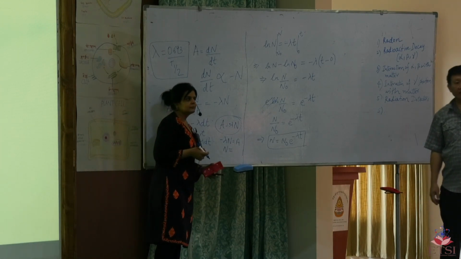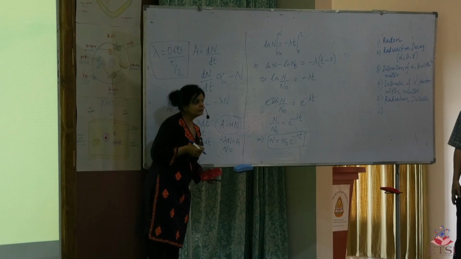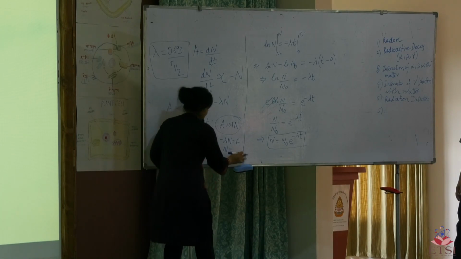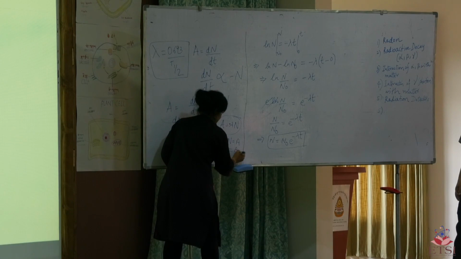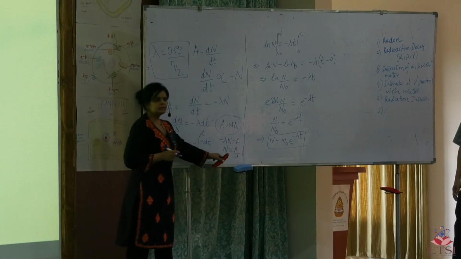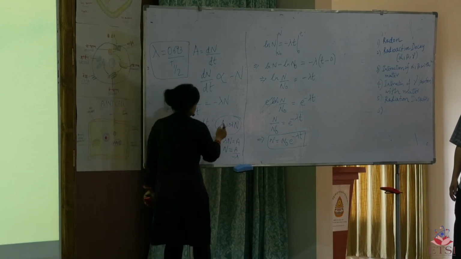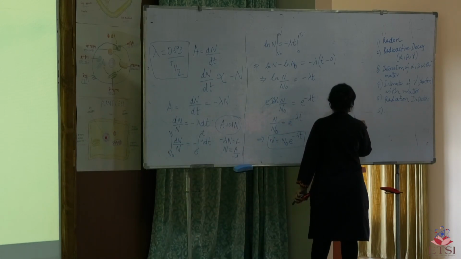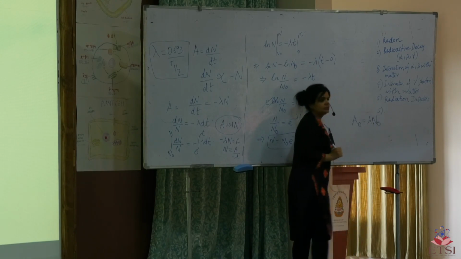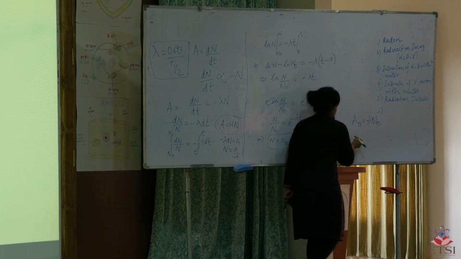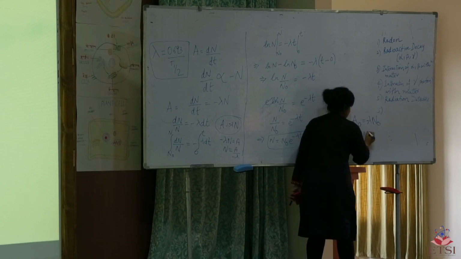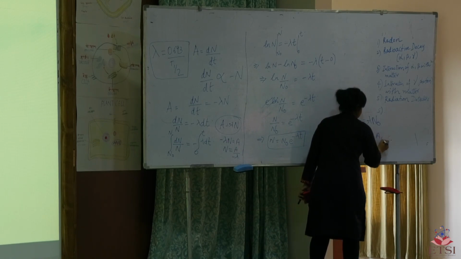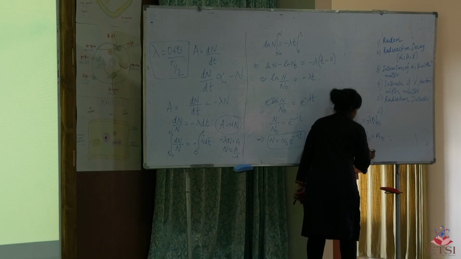A divided by minus lambda. What will be if I have A naught equals lambda naught, the initial activity, sorry, minus lambda naught. I can also write it as minus lambda n naught equals A naught. What will be n naught here?